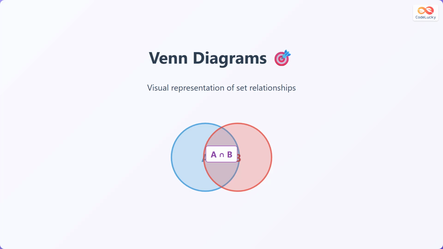Venn diagrams provide a visual representation of set relationships. They use overlapping circles to illustrate the relationships between sets, such as the intersection and union of sets. In this diagram, circle A represents set A, circle B represents set B, and the overlapping region represents A intersection B, which contains the elements common to both A and B.